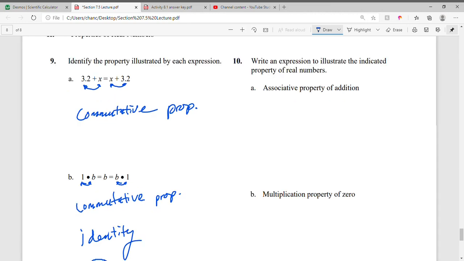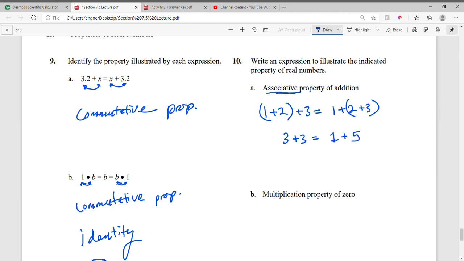In question 10, we want to write an expression to illustrate the indicated property of real numbers. The associative property. This is the one where we can move the parentheses and still get the same answer. So let's try (1 plus 2) plus 3, and that should be equal to 1 plus (2 plus 3). Notice in the first part we have the parentheses around the 1 and the 2. That gives me 3 plus 3, and that's equal to, we have 1 plus 5 here on the right because we're supposed to do 2 plus 3 first.